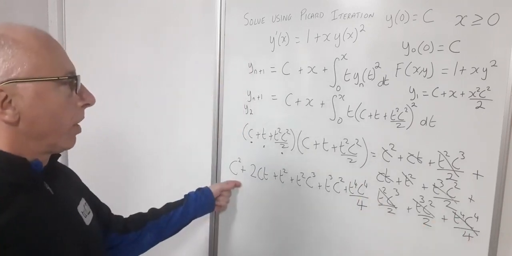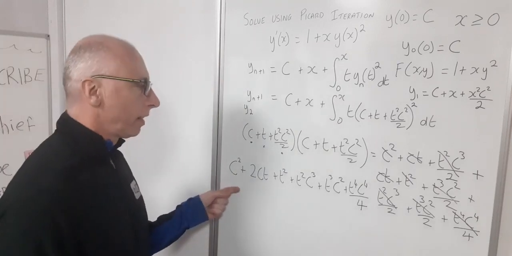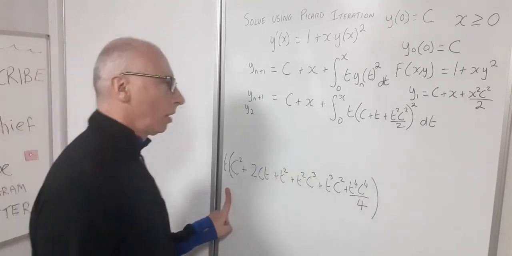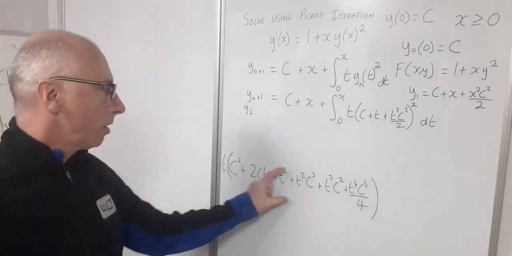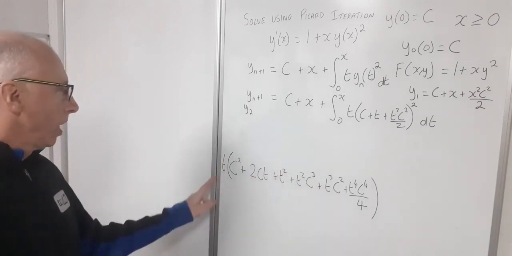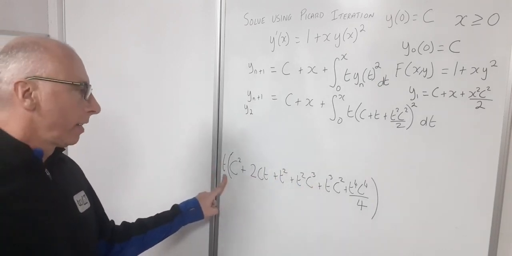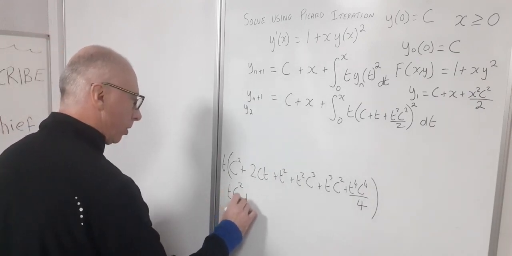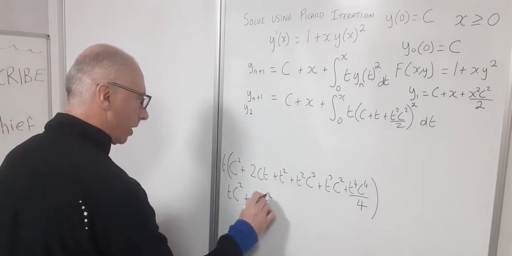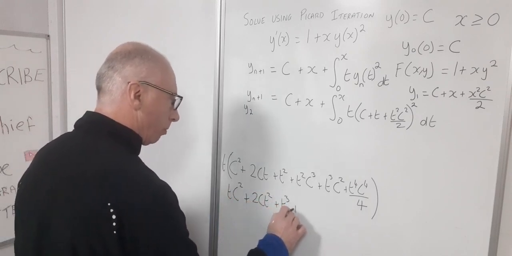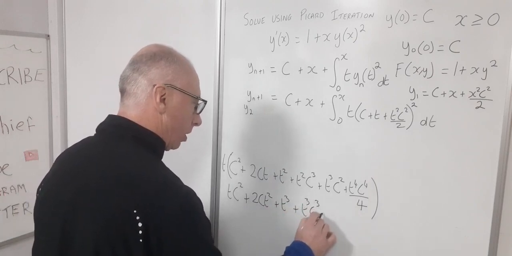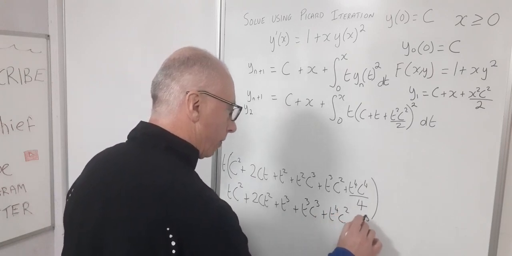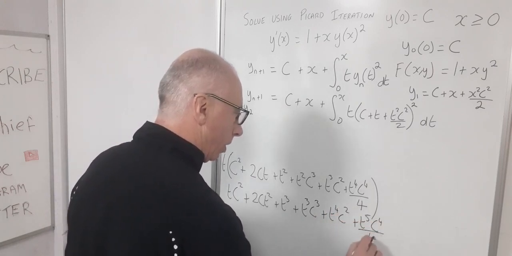So what I now need to do is multiply these all by t. So let's clear this up a little bit and let's start to multiply this up on the next line. Okay, so now that's my calculation on the previous one. And multiply all these by t. So let's just do that now. Let's just distribute this t. So now we've got t c squared plus 2c t squared plus t cubed plus t cubed c cubed plus t to the 4 c squared plus t to the 5 c to the 4 over 4.